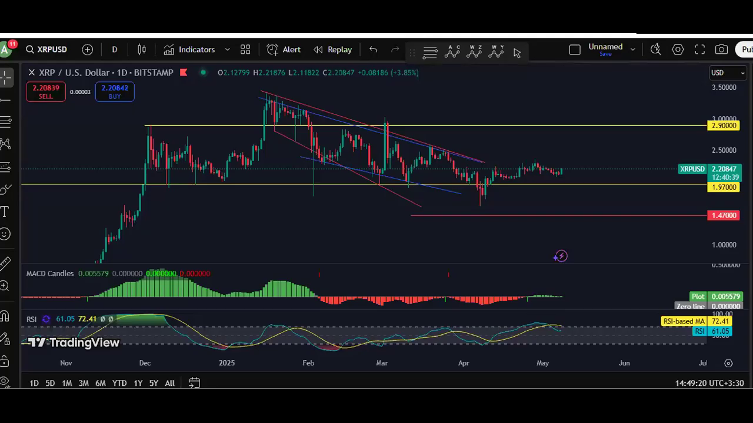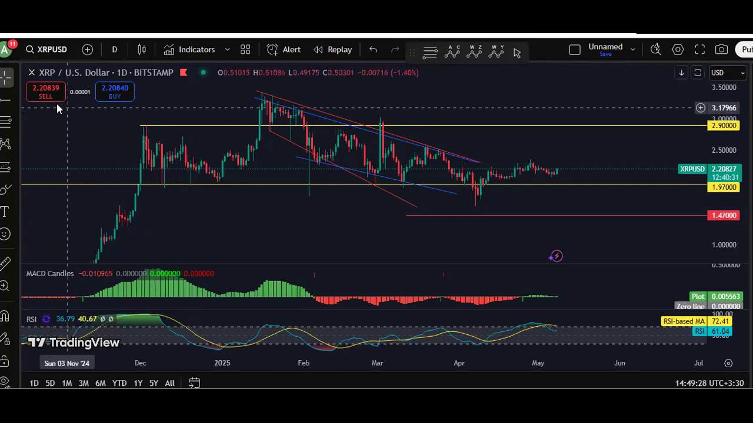XRP, we start with the daily chart. I just want to give a quick update. First of all, we don't need to care about these lines, all right? They're only indicative. The only thing we're looking for is whether the price can break the previous high, which is the all-time high.